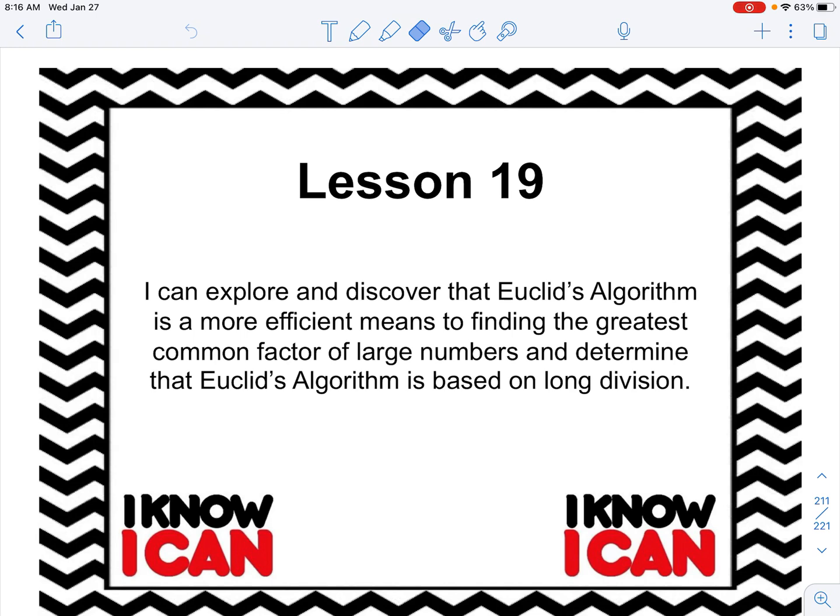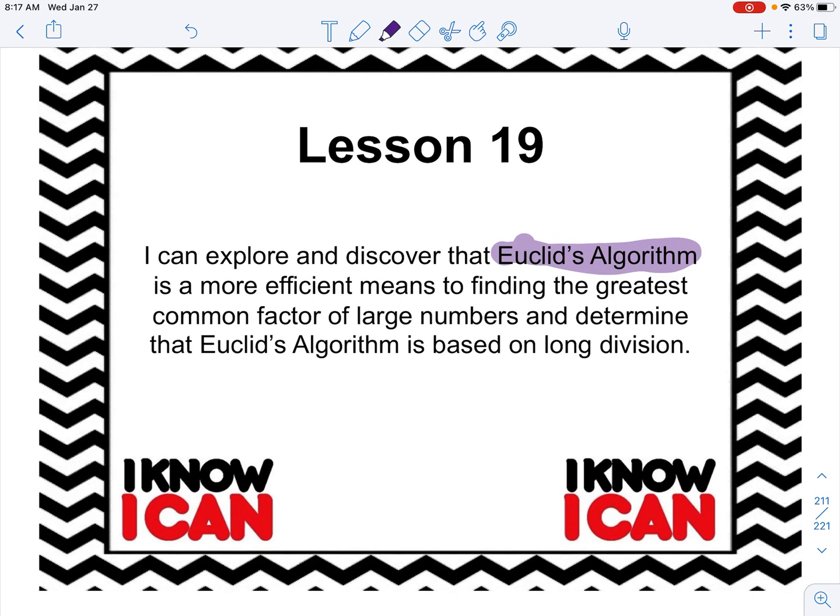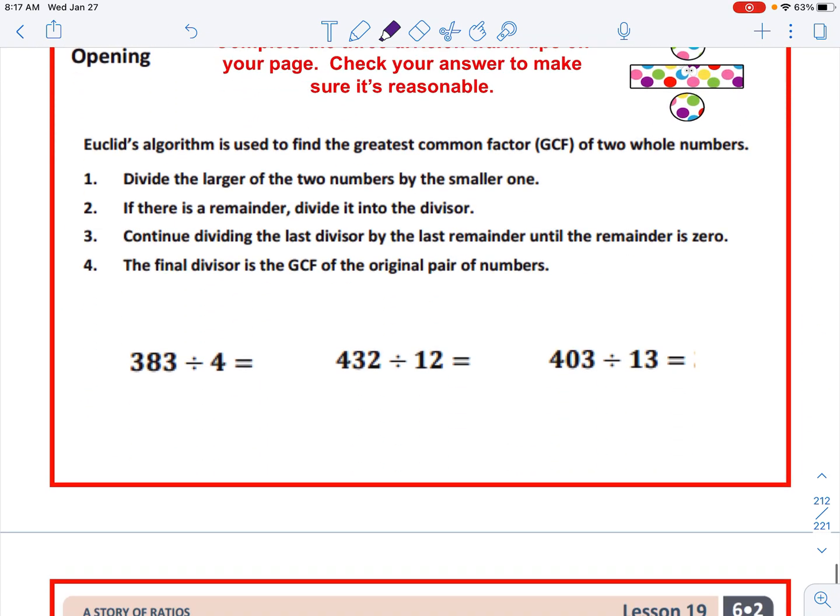I can explore and discover that Euclid's algorithm is a more efficient means to finding the greatest common factor of a large number and determine that Euclid's algorithm is based on long division. So we're going to be using an algorithm called Euclid's algorithm to try to find the greatest common factor. This especially works with big numbers, so you don't have to list every single factor of each number. You could just apply Euclid's algorithm. And I'm going to show you how this works.